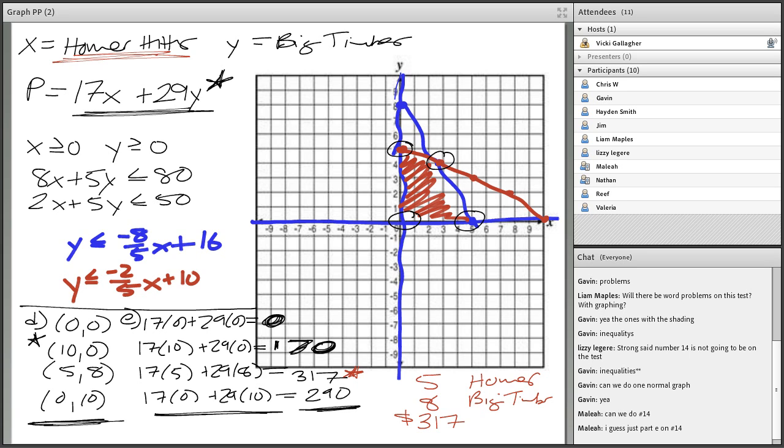Okay, so that was number 14. It's very similar to number 13. It's just that on number 13, we already gave you all of your equations and inequalities, and on number 14, we didn't. But the process is very similar for both of those.